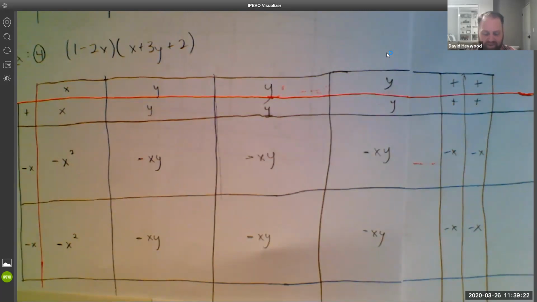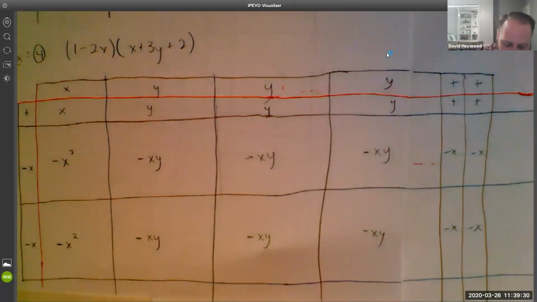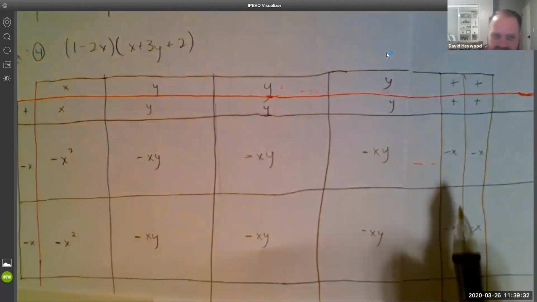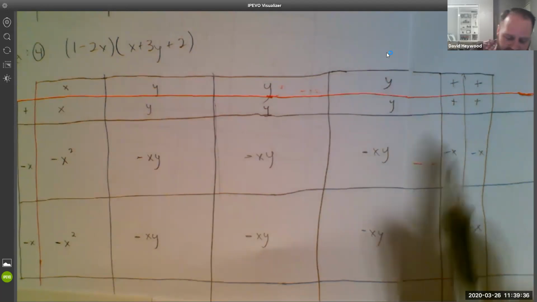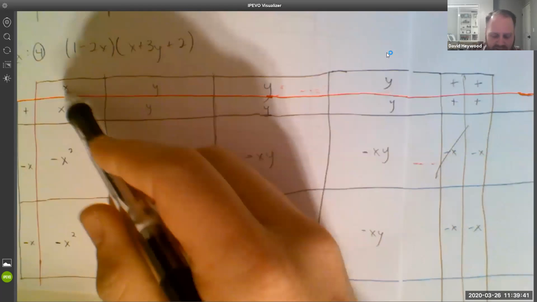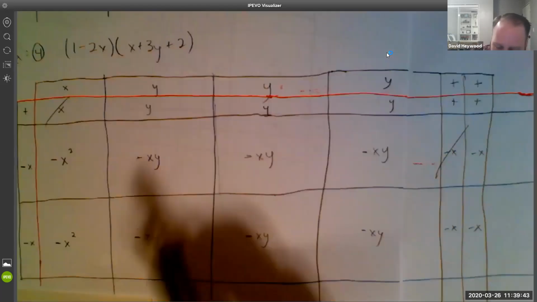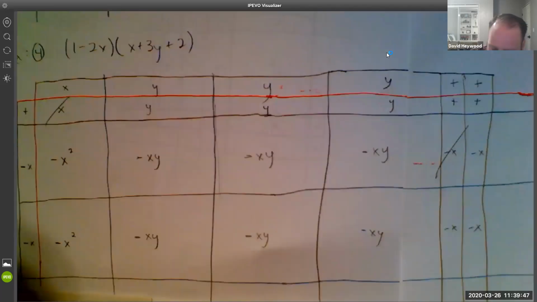Putting that all together, let's see. So I've got an x tile, but I'm going to cancel it with one of these negative x tiles, right? Zero pairs cancel. I've got 3 y tiles. Do I have any negative y tiles that'll cancel them? I don't see any. So I think I'm going to have 3y.